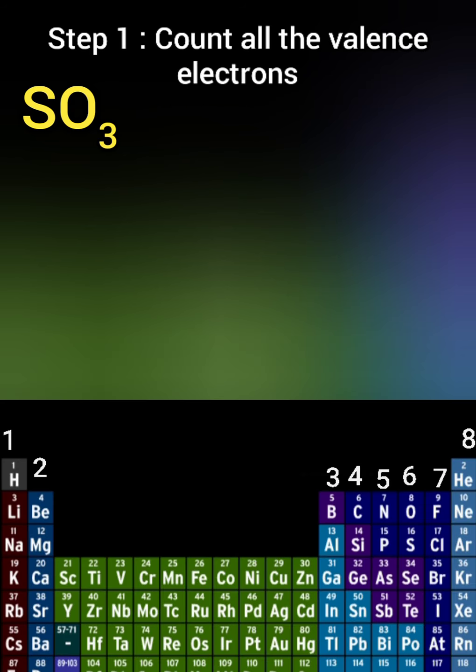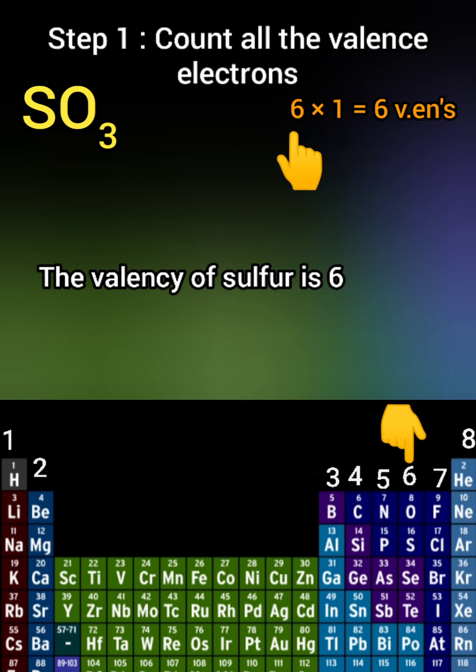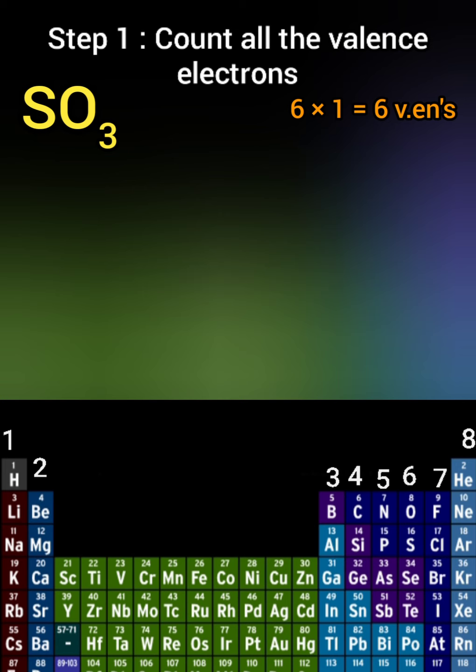The next molecule is SO3, sulfur trioxide. Step 1. Count all the valence electrons. First, let us look at the periodic table. Sulfur is in the 6th column. Therefore, the valency of sulfur is 6, times the number of sulfur atoms present in this molecule, 1, equals 6. See, where is oxygen in the periodic table?